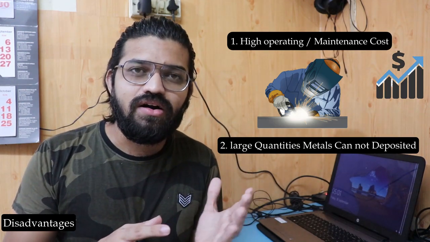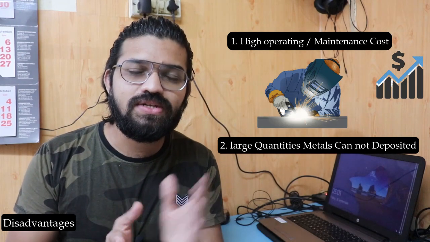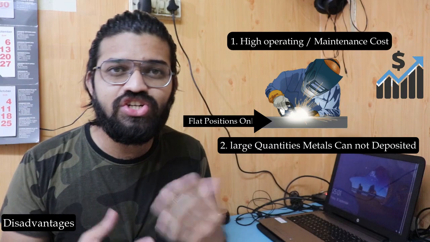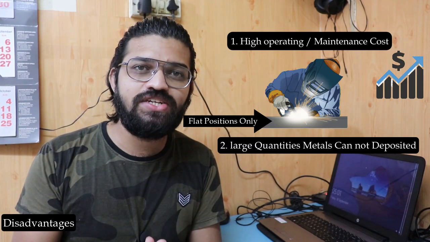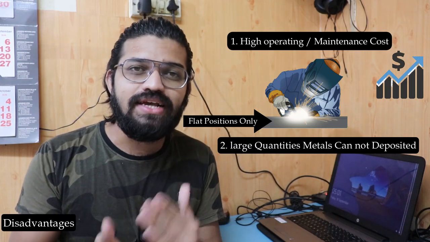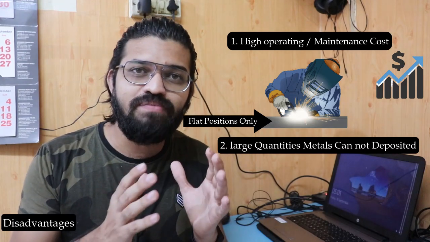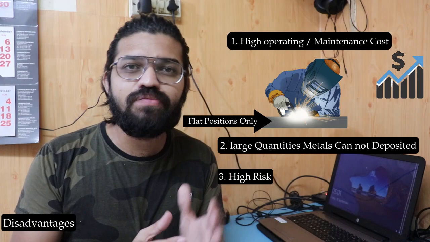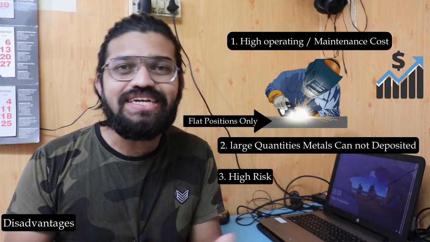Also, if we look at the welding process, we can carry it out in flat positions only. And the main disadvantage is that hydrogen is a highly flammable gas, so it becomes very risky to carry out this welding process without proper instructions.